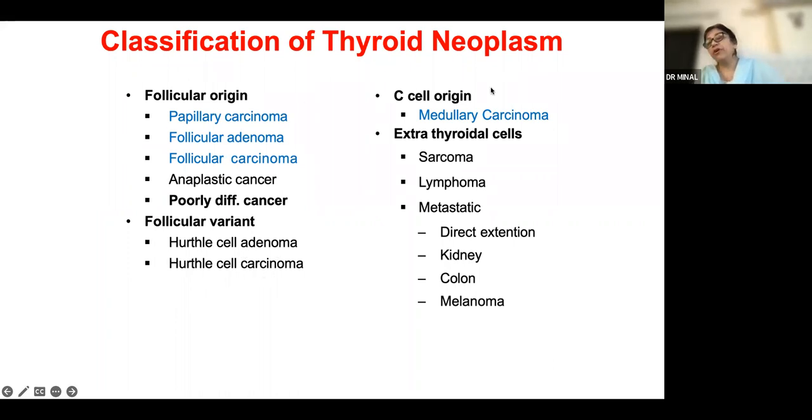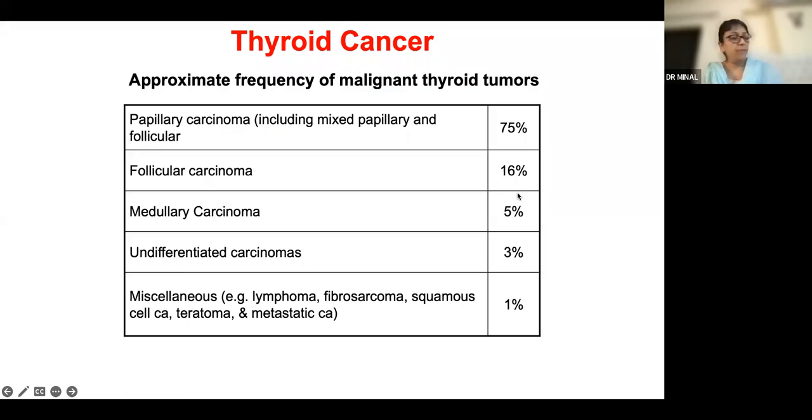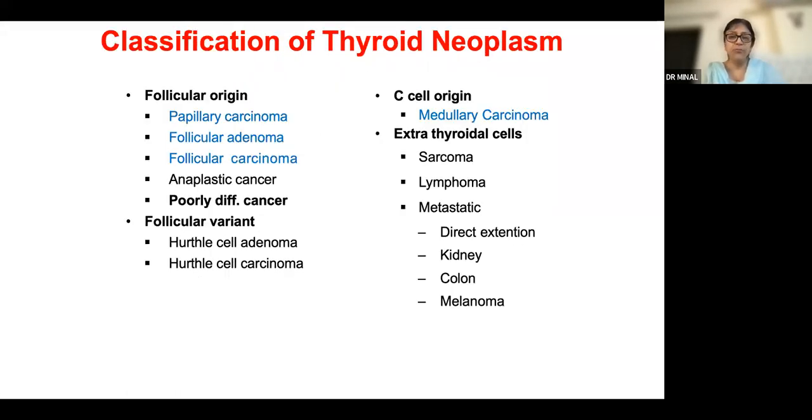Then the parafollicular cells, or the C cells, in origin, give rise to medullary thyroid carcinoma, which we commonly know as MTC. Then of course the extrathyroidal cells, we can have sarcomas, lymphomas, and very rarely metastasis. The mets can come mainly from direct extension from neighboring organs, or most commonly from the kidneys, and then also from colon or melanoma. So this is about the thyroid malignancies.